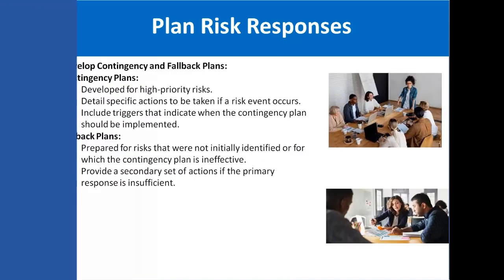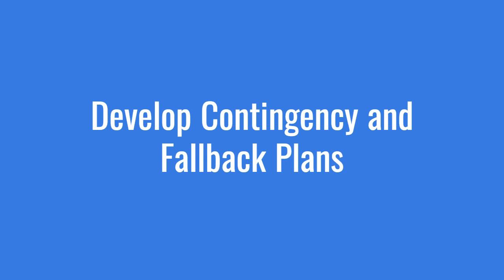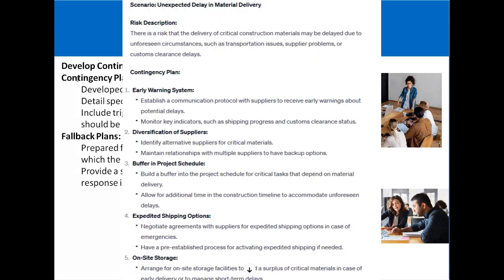Then develop contingency and fallback plans. Contingency plan is basically the alternate plan. Alternate plans mean that if that plan does not work, we will go for this alternate plan. So that means develop, for high priority risk, detailed specific actions to be taken if a risk event occurs, and include triggers that indicate when the contingency plan should be implemented.